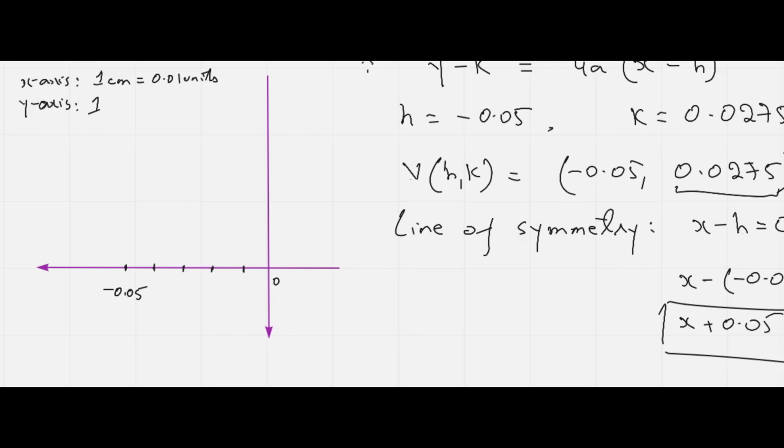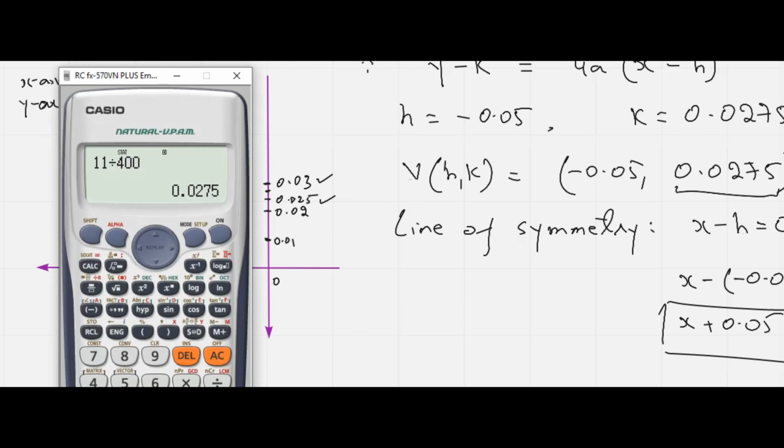Again here the same scale is going to be valid. I take 1 centimeter equals 0.01 units. Carefully. This is my 0.01, this is my 0.02, this is my 0.03. Between them I'm having 0.025. Now here a little approximation is going to work. I need you to find the midpoint of 0.03 and 0.025. What is it going to be?